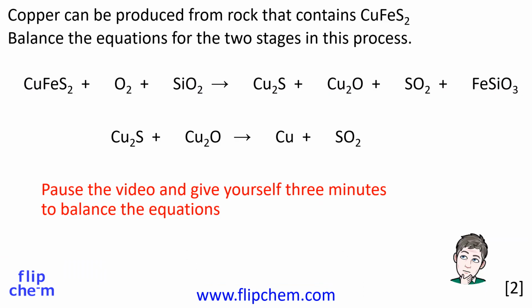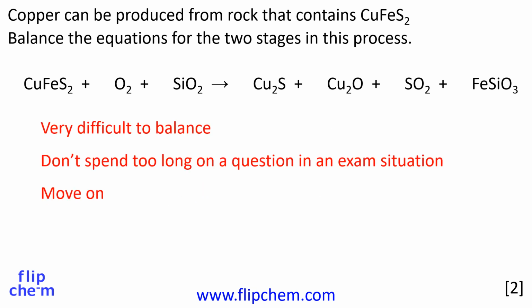Here's the question. Copper can be produced from rock that contains CuFeS2. Balance the equations for the two stages in this process. The first equation is very difficult to balance. I would not normally advise this, but don't spend too long on a 1-mark question like this if you are not making progress. Move on and spend time on the questions that you can do.